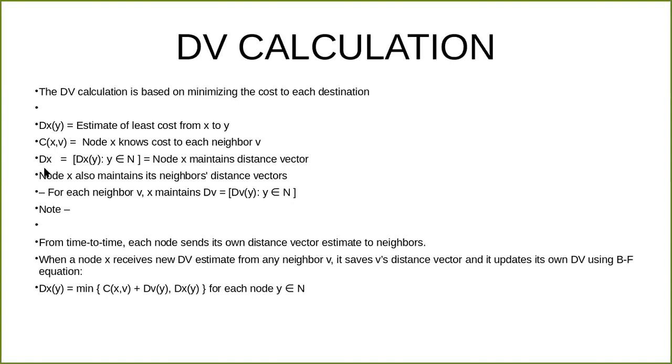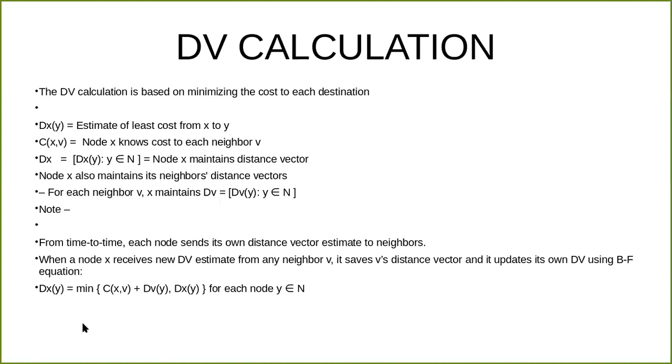Now dx is the distance vector I was telling you about. We can maintain it as an array. So dx means the distance from x to the destination nodes. Node x also maintains its neighbors' distance vectors. So for neighbor v, x maintains dv, which is equal to dv of y. This is how it maintains. By d2, I mean distance to node 2. By d3, I mean the distance from this corresponding node to node 3. This is how we are maintaining the information.